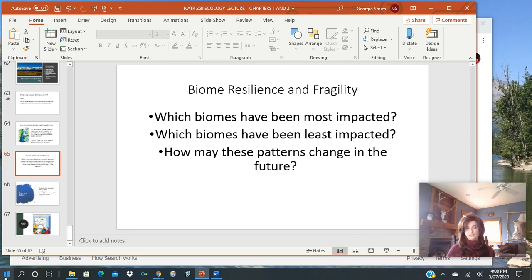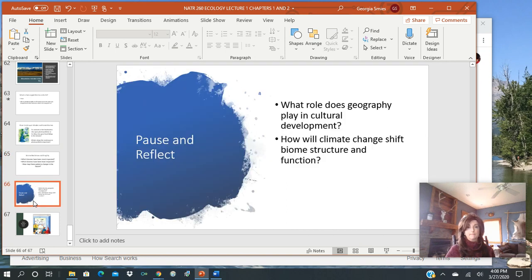So take a close look in your text. Look at those paragraphs in chapter 2 that talk about which biomes have been the most impacted. Terrestrially, I'll just give you one of the answers there, and that's temperate forest. And which have been least impacted? Think about why that would be, and how these patterns may change in the future in the era of both climate change and invasive species. These questions get really complex pretty fast.